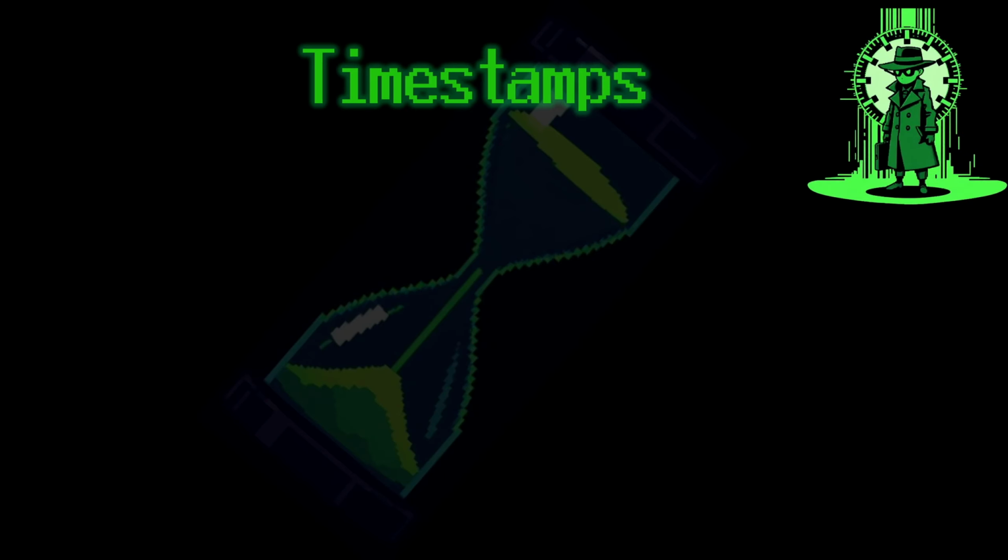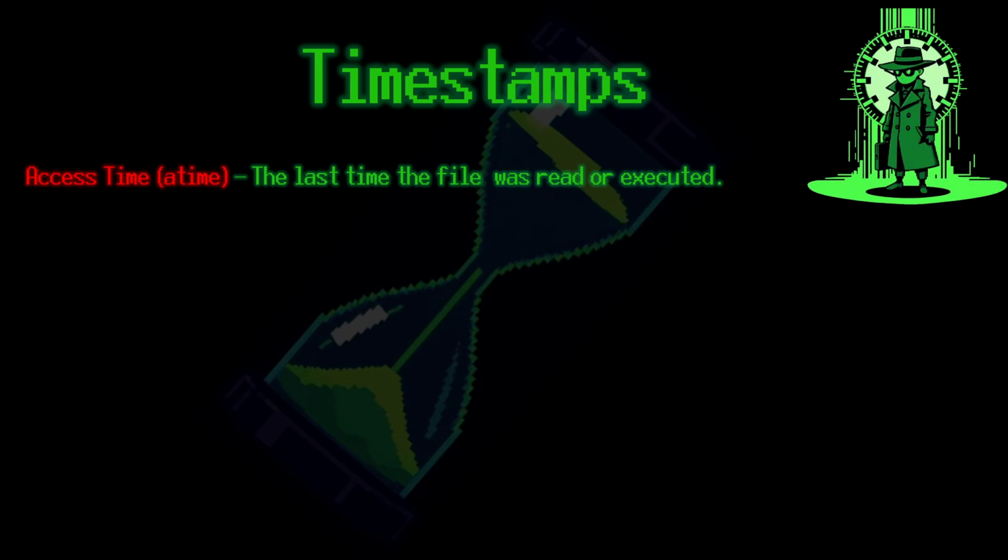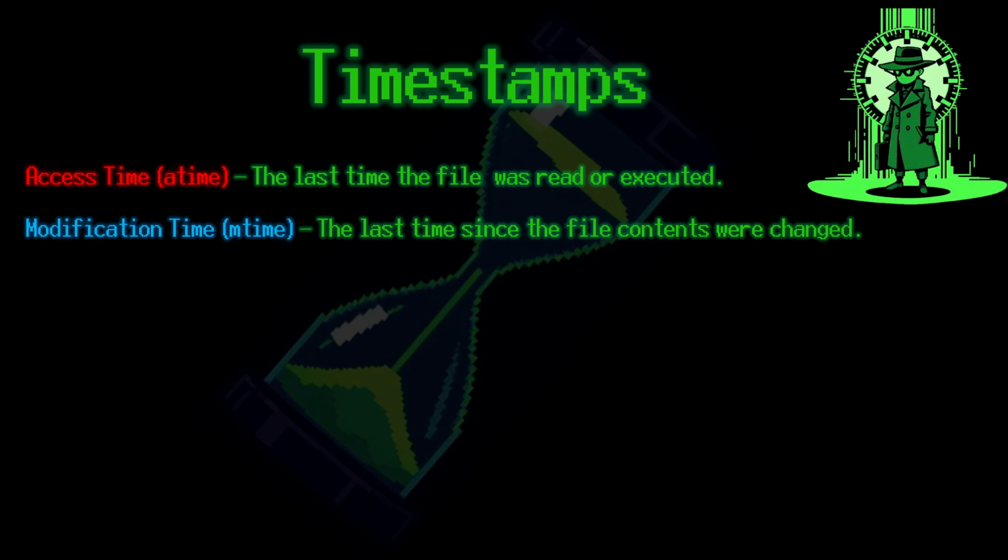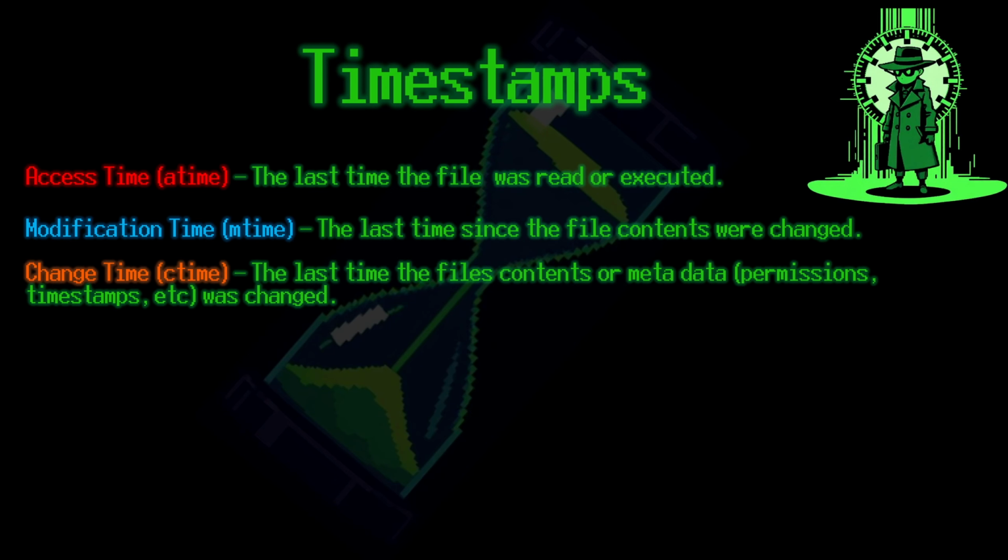Before moving on, I want to talk about the timestamps, because I believe that understanding them will help us later in the video. We saw that the file had a few timestamps. The first one was the access time, which is the last time the file was read or executed. We also saw a modification time, which is the last time the file contents were changed. And finally, we saw a change time, which is the last time the file contents or metadata was changed. Part of the metadata could be things like permissions and timestamps.